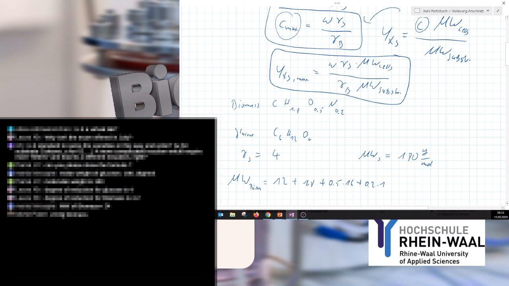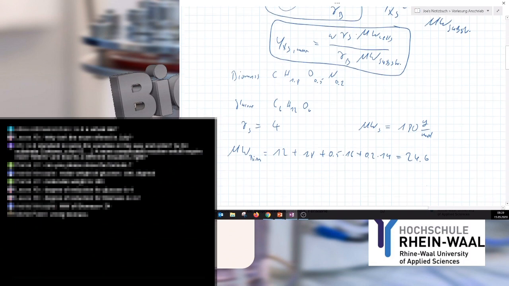And we come up with 24.6. And the degree of reduction of our biomass is 4.2 exactly. So the degree of reduction is 4.2. It's also correct. So we are here at 4.